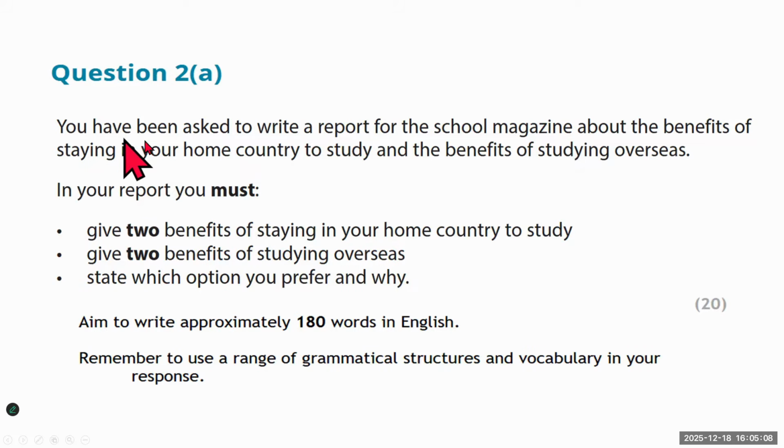Question 2A, you have been asked to write a report for the school magazine about the benefits of staying in your home country to study and the benefits of studying overseas. In your report, you must, now the 3 bullet points, I would suggest writing 3 separate paragraphs for these 3 bullet points. Now the first bullet point, give 2 benefits of staying in your home country to study. Second bullet point, give 2 benefits of studying overseas. Third bullet point, state which option you prefer and why.